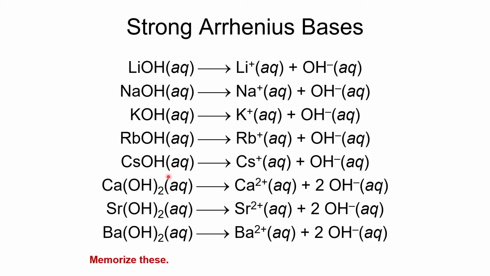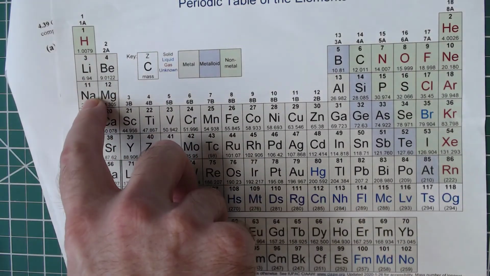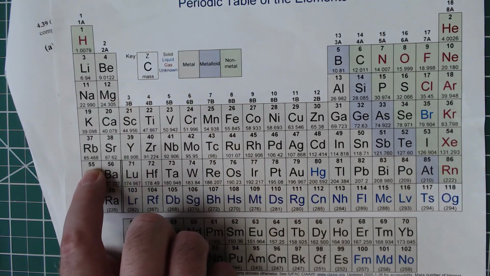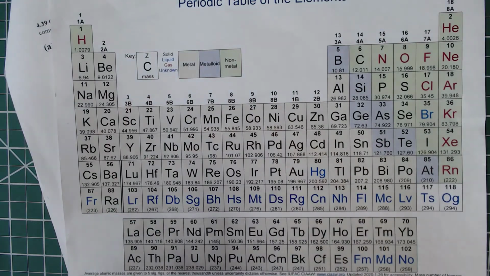All right. So, and just for reference, go back over to our periodic table. So lithium, sodium, potassium, rubidium, and cesium hydroxide, and then also calcium, strontium, and barium hydroxide. So those are all considered strong bases.